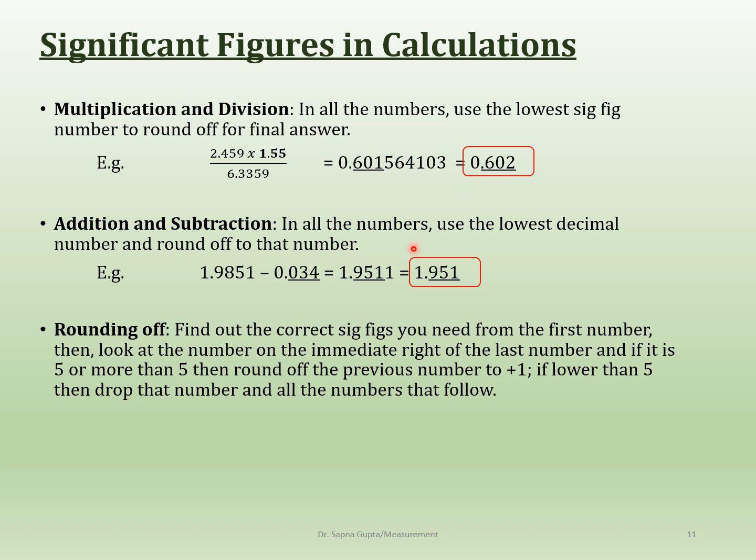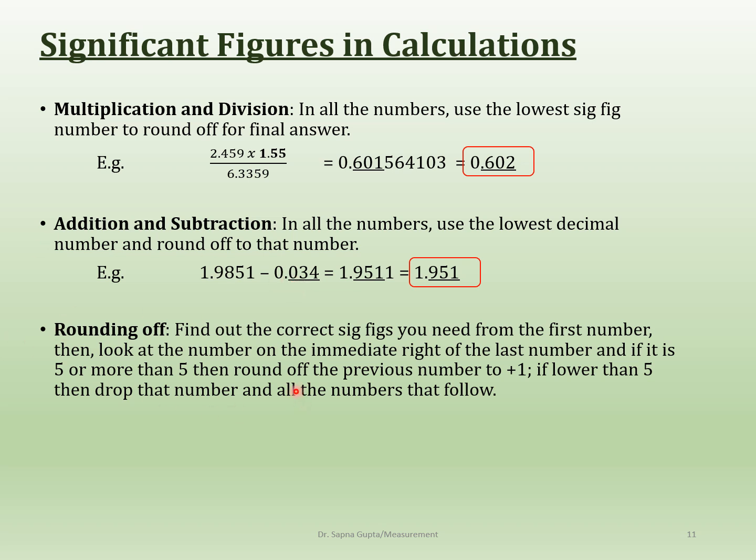In the case of addition and subtraction, it is the lowest number of decimal points. So here you have 1, 2, 3, 4 decimal points. Here you have 3 decimal points. So that's the lower one, and your final answer has to be in 3 decimal points. That's how it goes. So again, remember: multiplication and division, smallest number of sig figs; addition and subtraction, lowest number of decimal places.